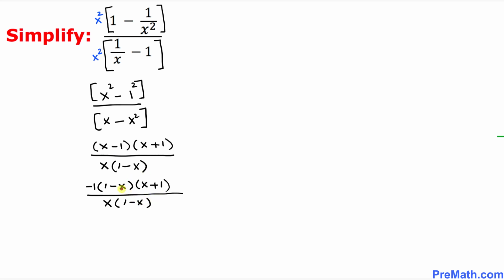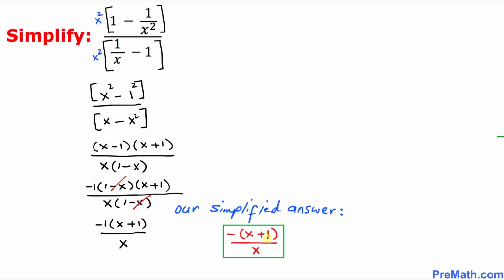And now you can see we can easily cancel out this 1 minus x and this 1 minus x on the top and the bottom. So we simply ended up with, on the top, negative 1 times x plus 1 divided by x. And here is our simplified answer, as you can see.